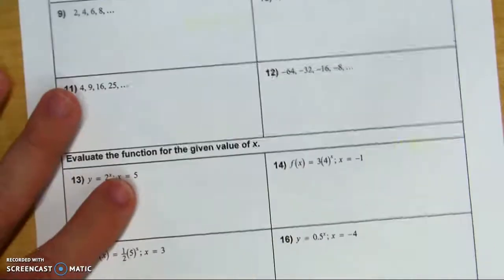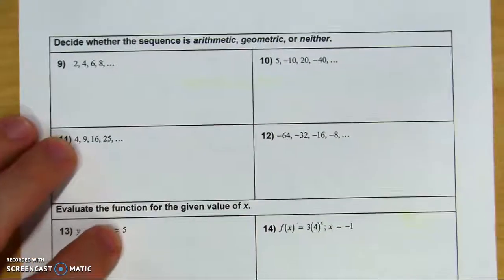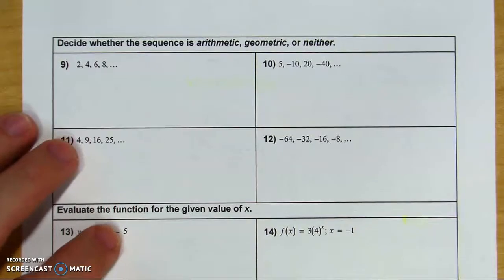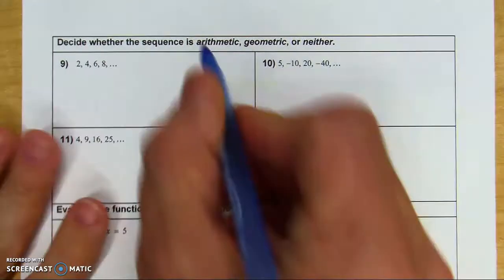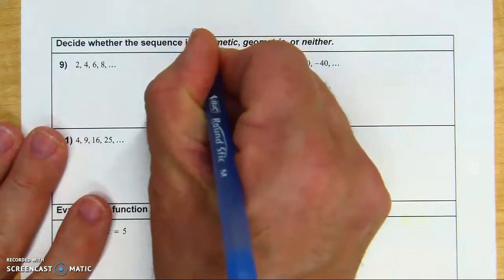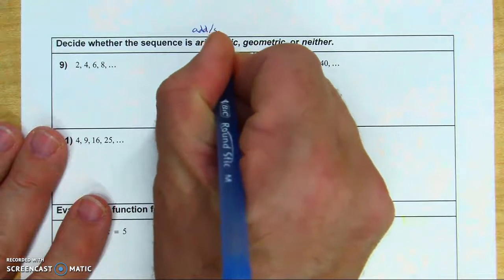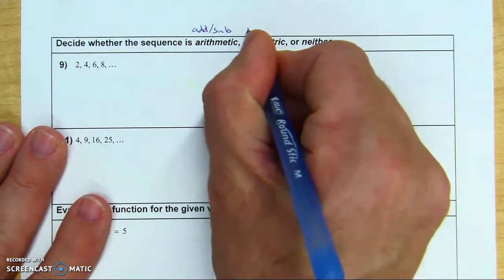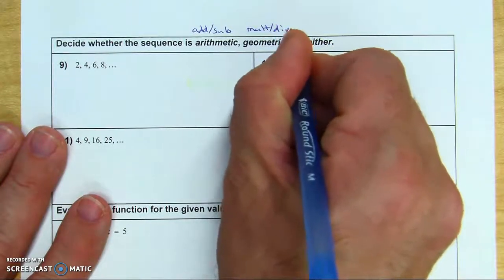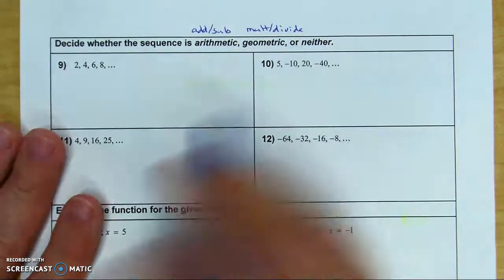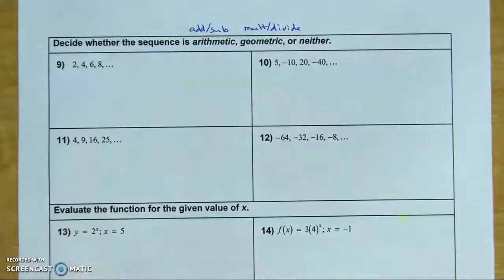Okay, flipping over to the next page. So on this section, we have to decide if the sequence is arithmetic, geometric, or neither. So remember, this one is add or subtract. This one is multiply or divide. And when I say that, it has to be by the same thing. And then if it's none of those, it would be neither.